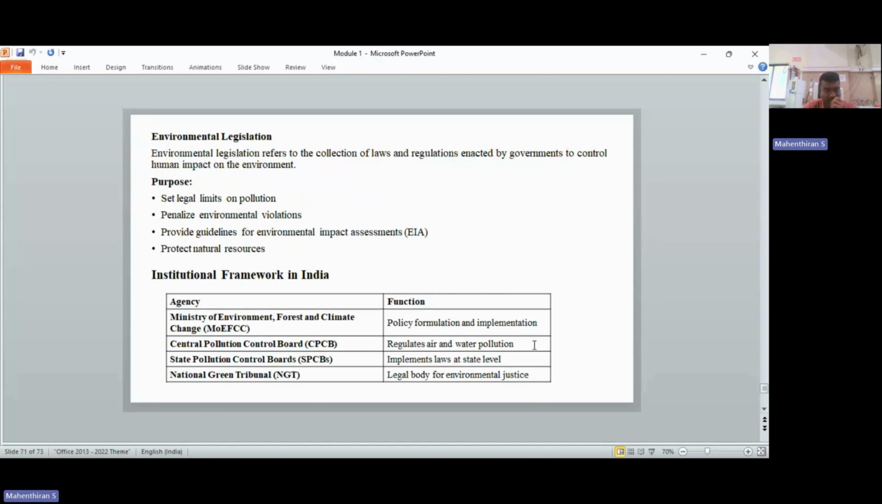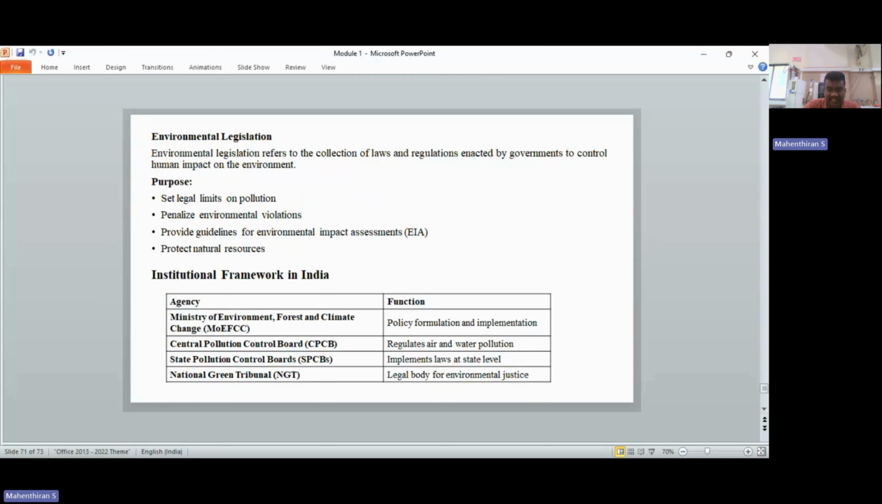Next, we look into the environmental legislation and institutional framework in India. Environmental legislation refers to the collection of laws and regulations enacted by governments to control human impact on the environment. The main purpose is to set legal limits on pollution, to penalize environmental violations, to provide guidelines for environmental impact assessment, and to protect natural resources.